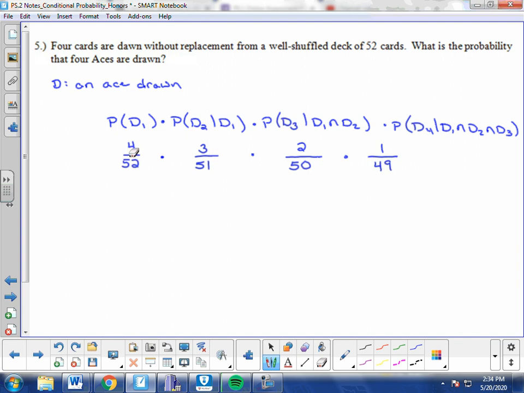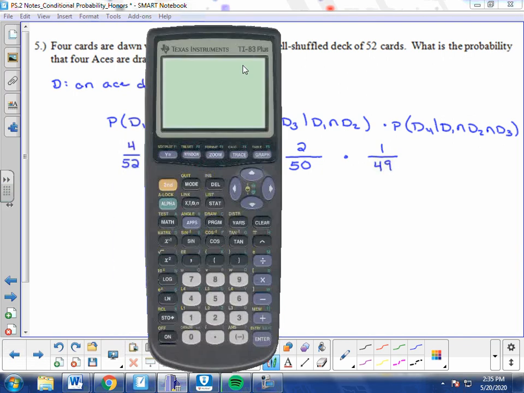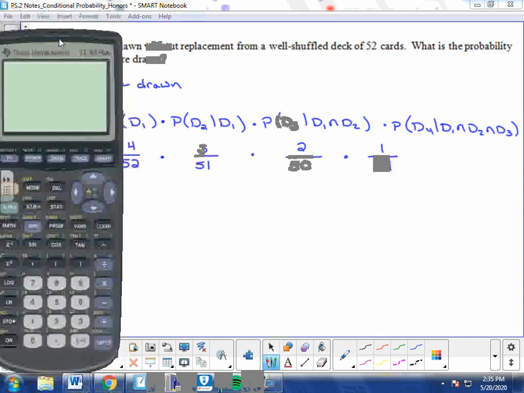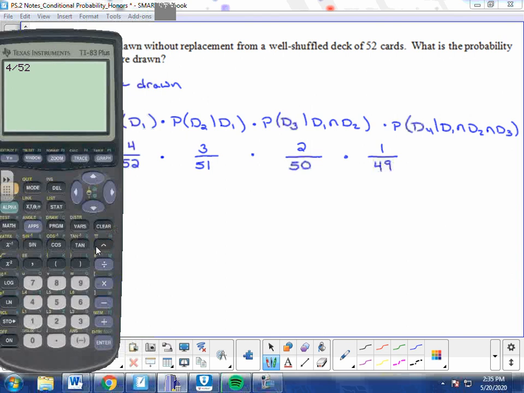So we have a 4 out of 52 chance of drawing the ace on the first draw. We have a 3 out of 51 chance of drawing an ace after already drawing an ace. We have a 2 out of 50 chance of drawing an ace after we've already drawn 2 aces, and a 1 out of 49 chance of drawing an ace after already drawing 3 aces. So if we want to put these all together into one probability that this is going to happen one after another, we would do 4 divided by 52, and you could reduce these if you wanted to, times 3 divided by 51, times 2 divided by 50, times 1 divided by 49.